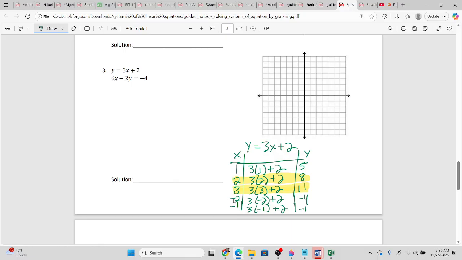We got 1, 5, negative 2, negative 4, and negative 1, negative 1. So 1, 1, 2, 3, 4, 5. And then we got negative 2, 1, 2, 3, 4. And then we got negative 1, negative 1. So we want to connect those points.